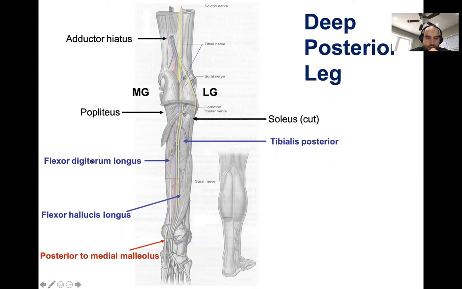We see the flexor digitorum longus, the flexor hallucis longus, and the tibialis posterior. And you'll see that when they're not really color coordinated, it's a little bit hard to distinguish. So you have to start using orientation. So we know that the flexor digitorum longus, for example, is more medial. The flexor hallucis longus is more lateral. And then the tibialis posterior is more of that middle type orientation.